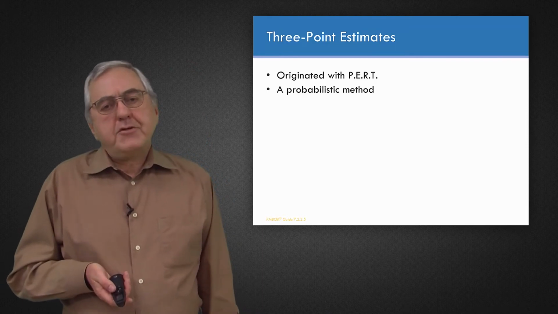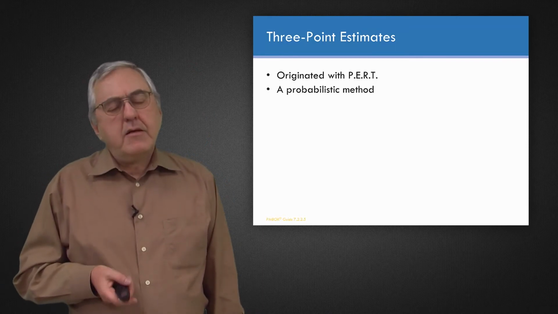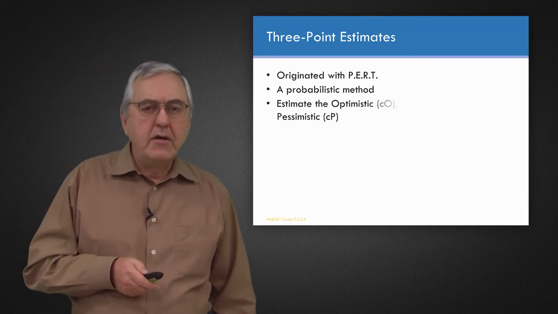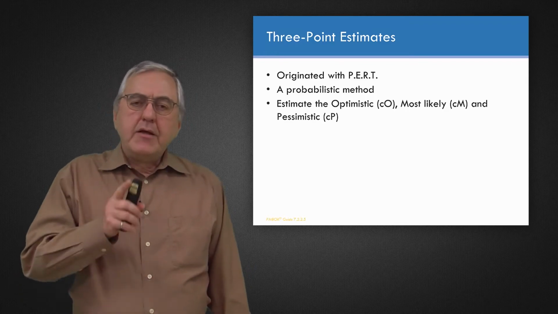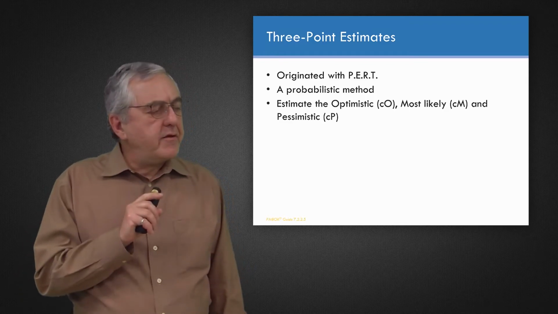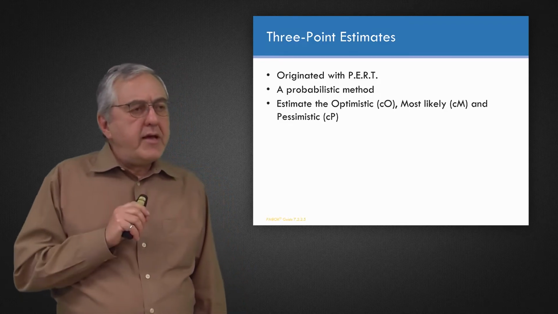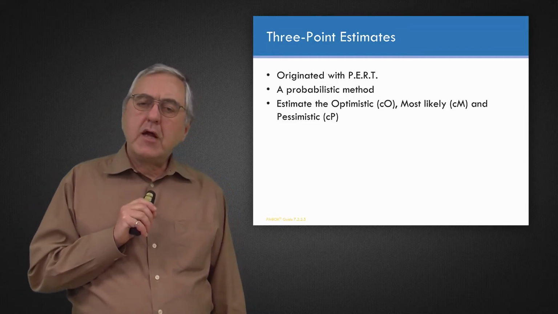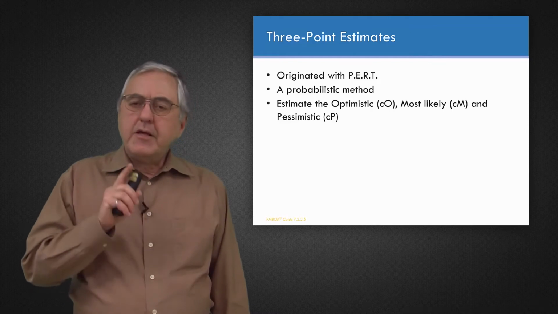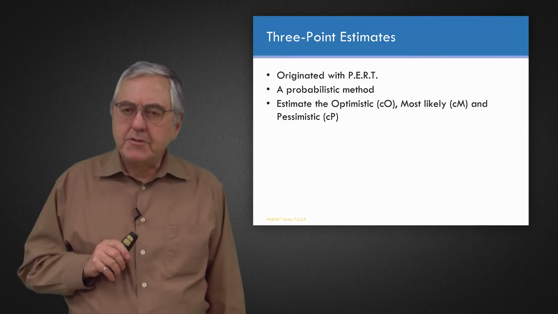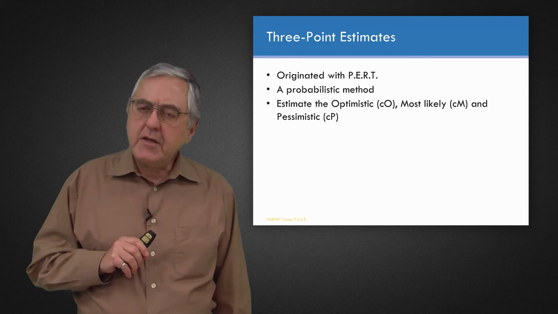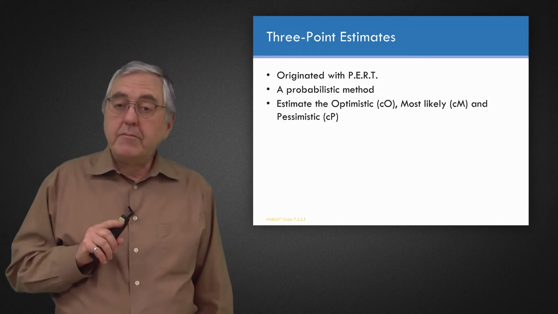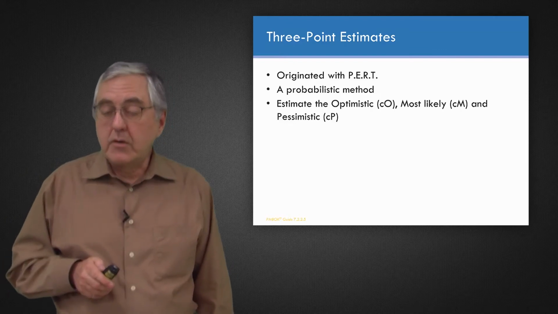So 3-point estimating involves a probabilistic method in estimating rather than a deterministic one. Instead of saying this work package we estimated to cost 2,000 labor hours, you would come up with 3 numbers. It's most likely to cost 2,000. It might cost 1,800 labor hours, and if it doesn't go so well, it might be 2,500 labor hours.